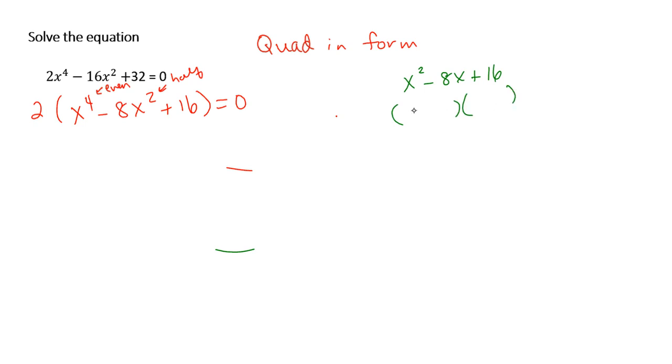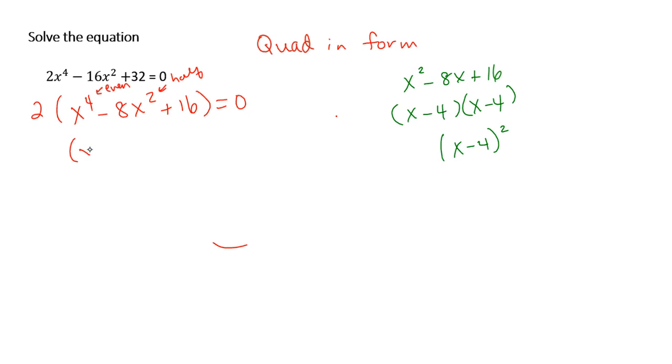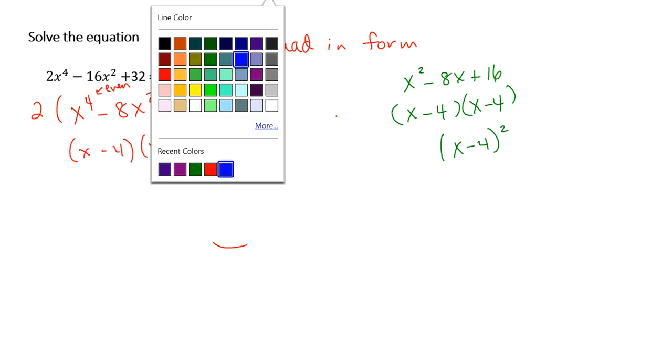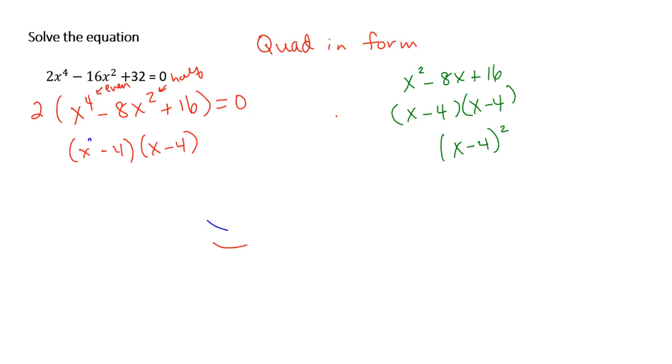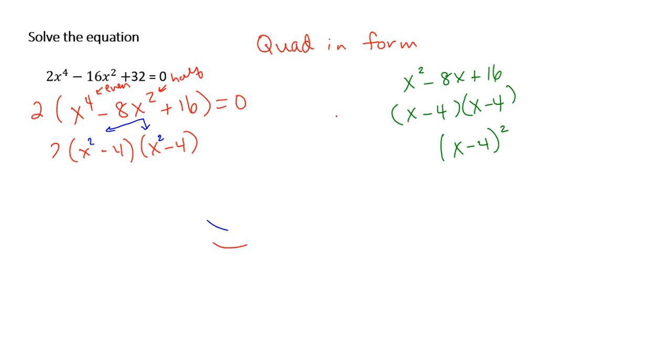Okay, factor it. It's going to be x minus 4, or x minus 4 squared if you'd like to do that. Either one, it doesn't matter. So this actually factors into x minus 4, except you got to change that power. It was x to the 4th here and x squared in the middle, which means the x squared is what goes there. Still got this 2 out in front. And it still said equal to 0.